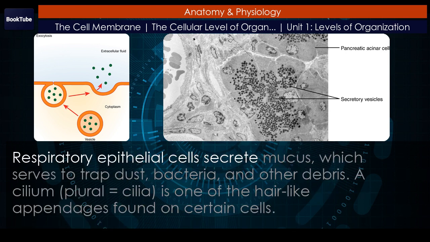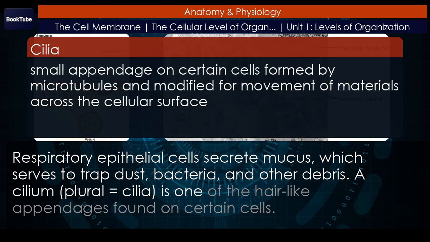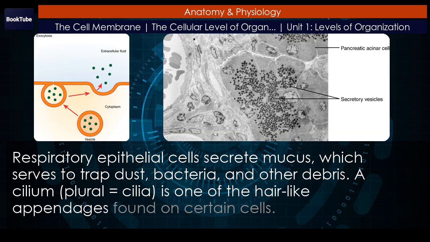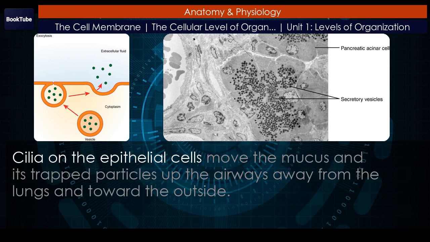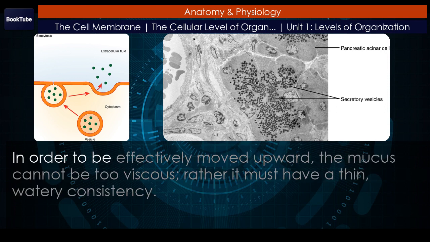Respiratory epithelial cells secrete mucus, which serves to trap dust, bacteria, and other debris. A cilium, plural cilia, is one of the hair-like appendages found on certain cells. Cilia on the epithelial cells move the mucus and its trapped particles up the airways away from the lungs and toward the outside. In order to be effectively moved upward, the mucus cannot be too viscous. Rather, it must have a thin, watery consistency.